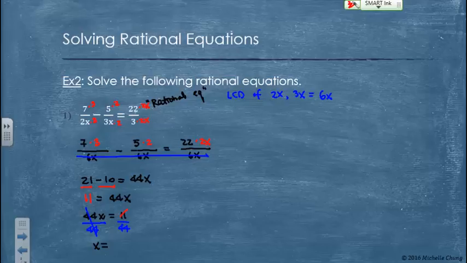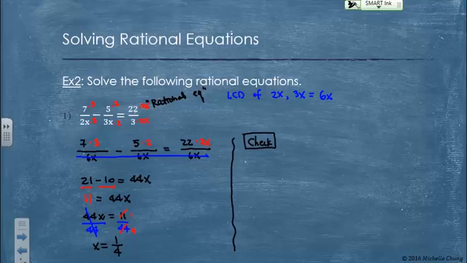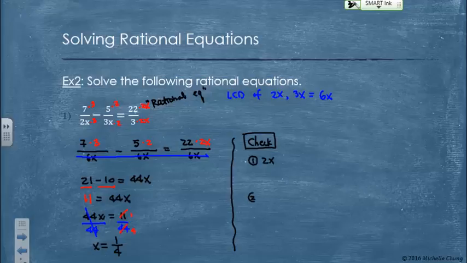We can simplify by dividing by 11. x equals 1/4. But as I mentioned, because this is a rational equation, now you have to check the solution. The reason we have to check the solution is just because of the denominator. The easiest way to check the solution is to check it with each denominator with a variable. In this problem, we have two denominators with x. The first one is 2x and the second one is 3x.